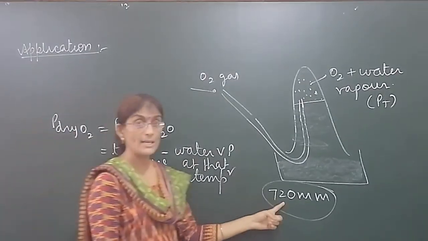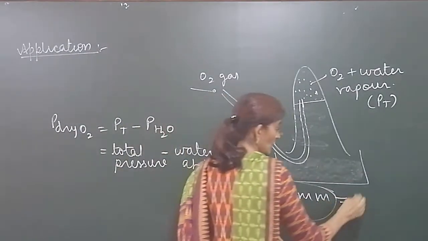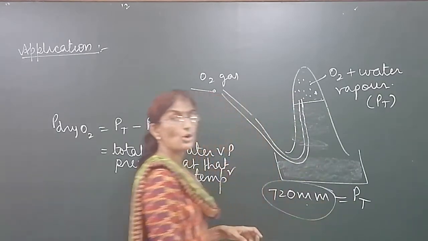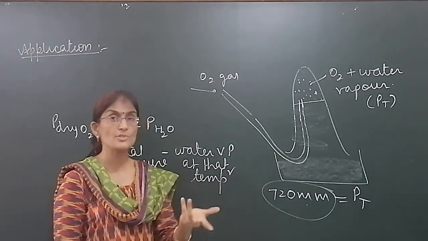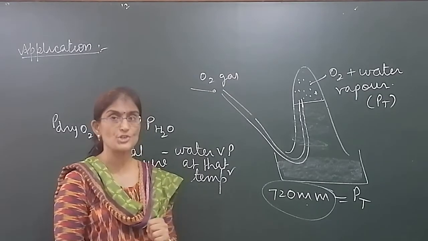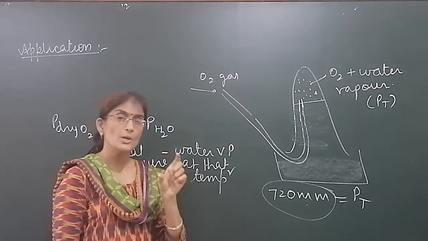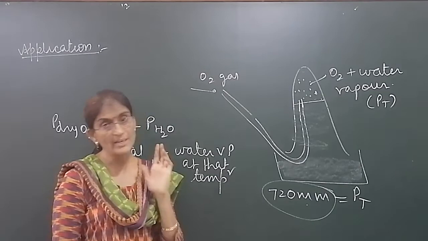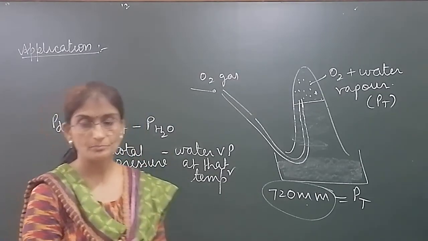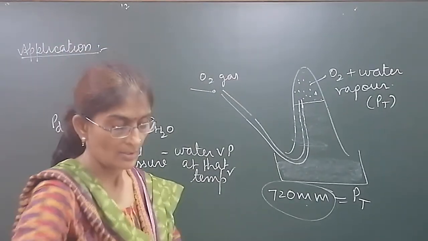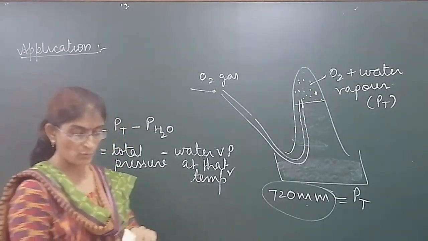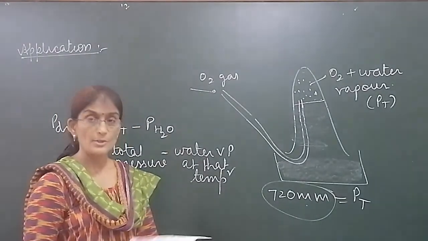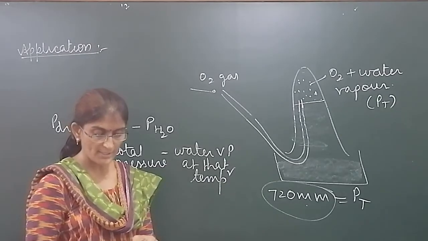If you put 720, you will be wrong because this is total pressure. This is not the pressure of gas. In PV equal to nRT, everywhere we are using pressure of gas. We are not using total pressure. So we have to subtract water vapor pressure from the given pressure. Clear? This is Dalton's law of partial pressure. We'll do one sum so that you can better understand how to solve this type of sums.